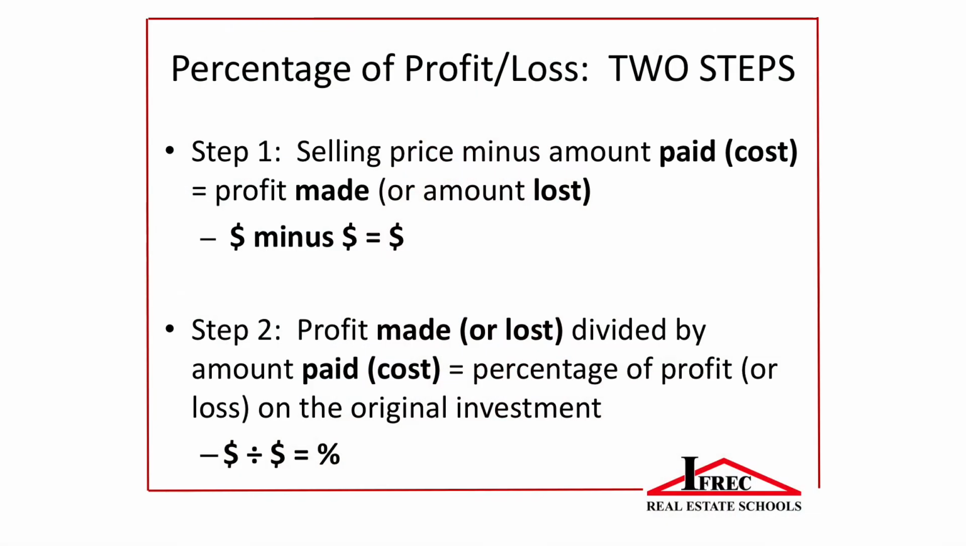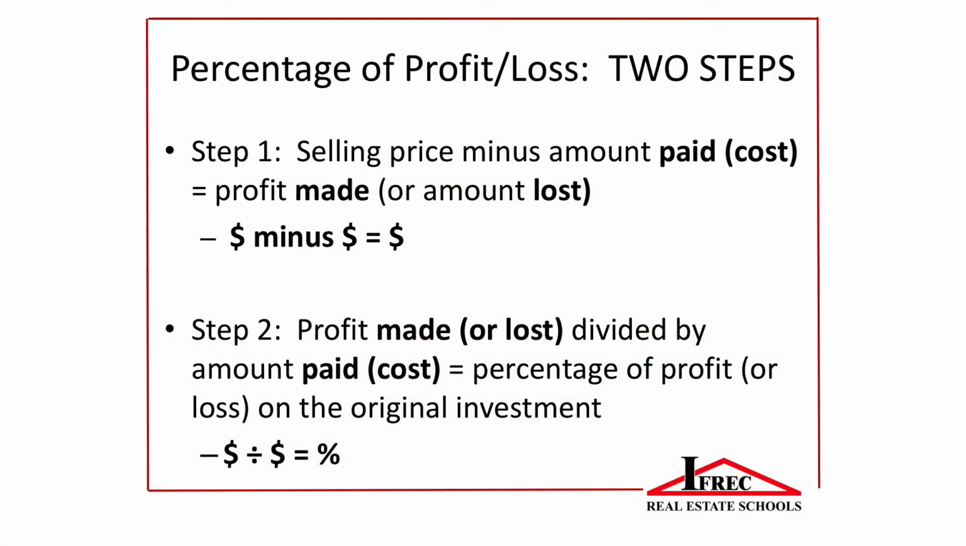There are two steps to calculate the percentage of profit or loss. Step number one, the selling price minus the amount paid, hence the cost, is equal to the profit made, or it could actually be the amount that is lost. Dollars minus dollars equals dollars for step one. Step two takes the result, which is the profit made or the amount lost, and divides that by the amount paid or the total cost, and that then gives us the percentage of profit or loss on the original investment. So it's dollars divided by dollars equals percentages.